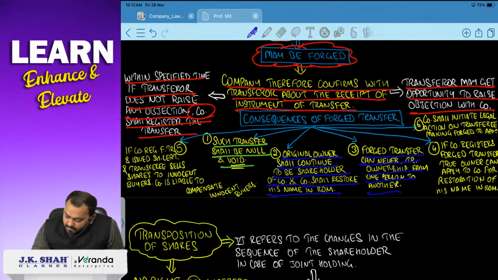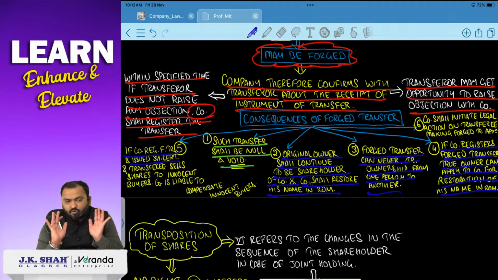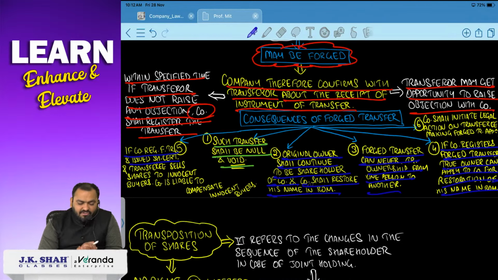Next, if the company registers the forged transfer, the true owner can apply to the company for restoration of name in the ROM, as I told you. But see this point. If the company registers the forged transfer and issued a share certificate also, who is having the share certificate right now? The transferee is having the share certificate.